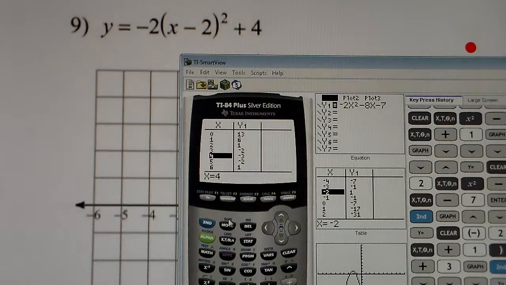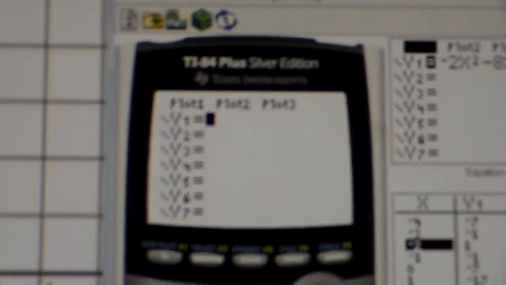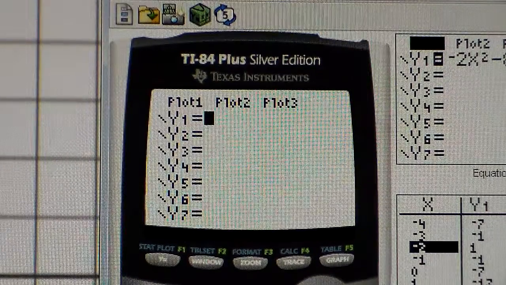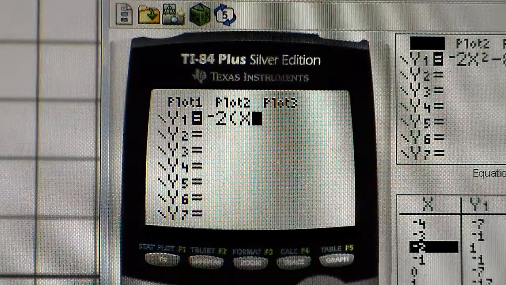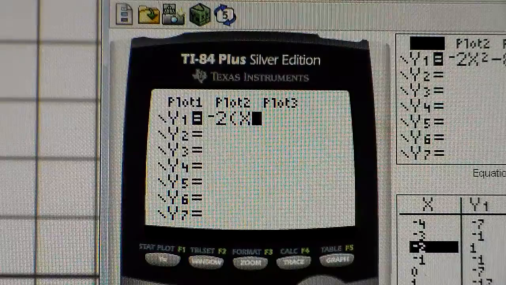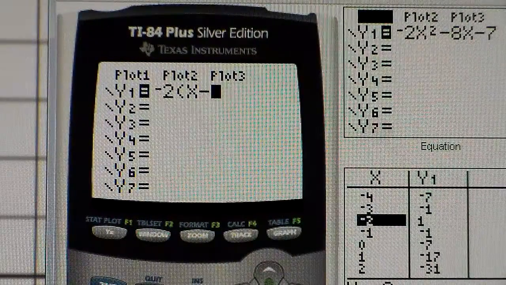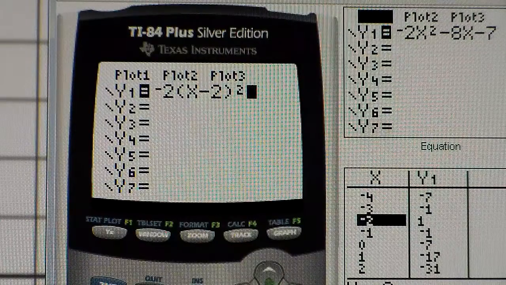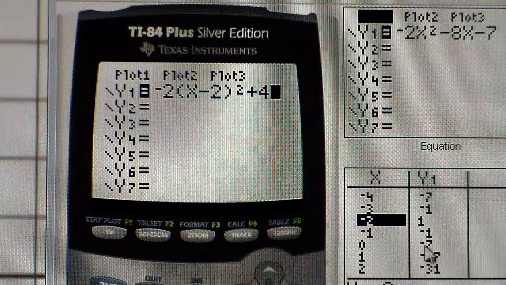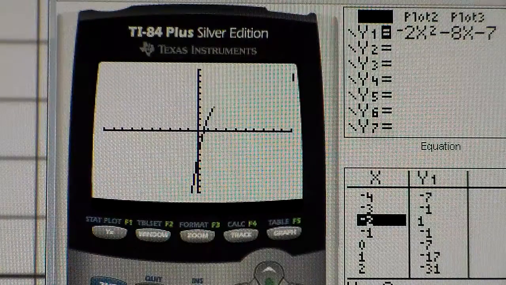We then type it into our calculator. Negative 2, parentheses, x minus 2, squared plus 4. That's what our graph will look like.